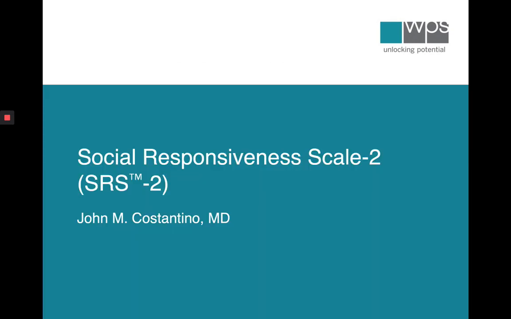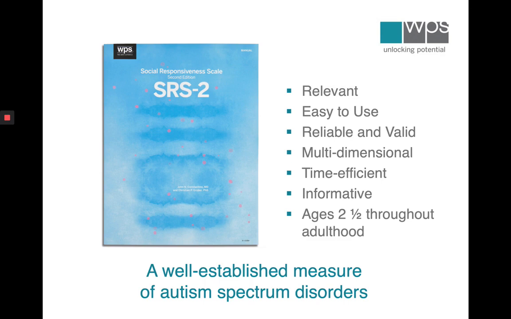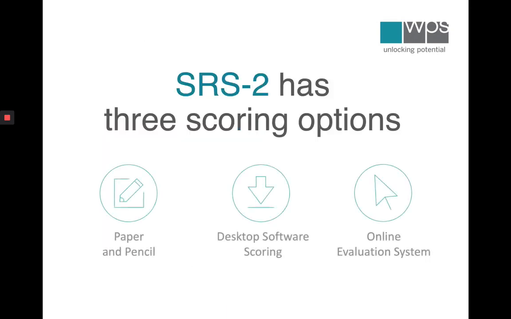The final autism form that I'm going to talk about today is the Social Responsiveness Scale 2, or the SRS-2. The SRS-2 is reliable and valid, very time efficient, it's informative, and it starts as young as age 2.5 and goes throughout adulthood. The SRS-2 has 3 scoring options, paper and pencil, desktop software scoring, and an online evaluation system.